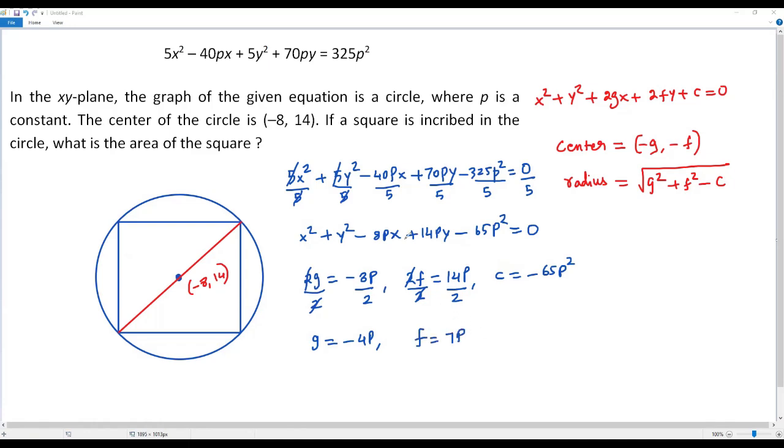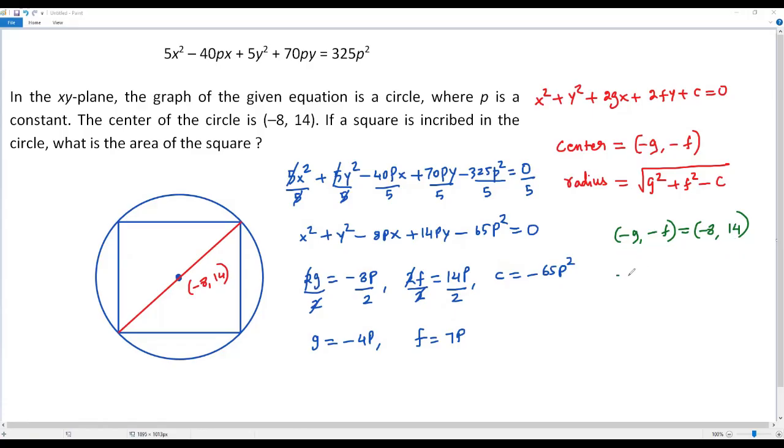Okay, now let's consider the center of the circle we have over here, negative 8, 14. And here we have the formula for the center, that is negative g, negative f. So then we can write negative g, negative f equals negative 8, 14. Here two points are equal. Whenever two points are equal, we can equate the x coordinates and also the y coordinates.